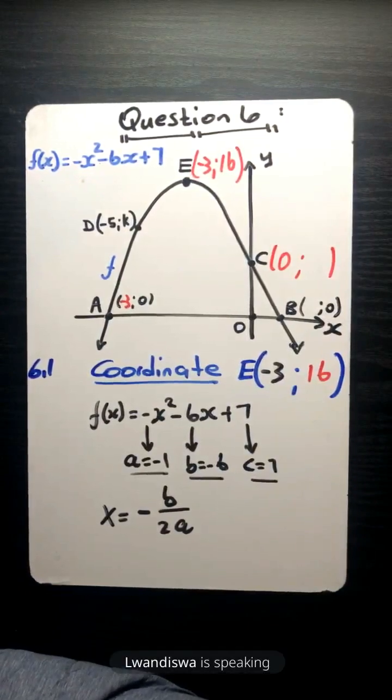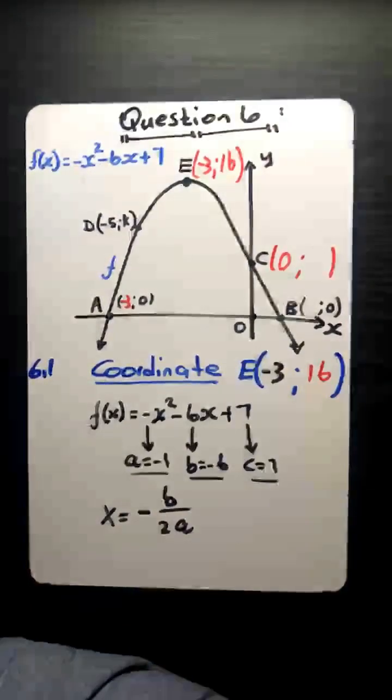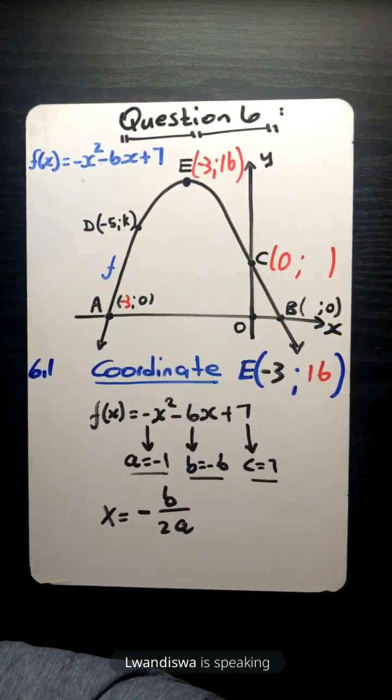Yes, go for it, Lwandiswa. I think C is 7, 0 and 7. Because C is 7, a constant, and C is... I don't know, sir. Never mind.